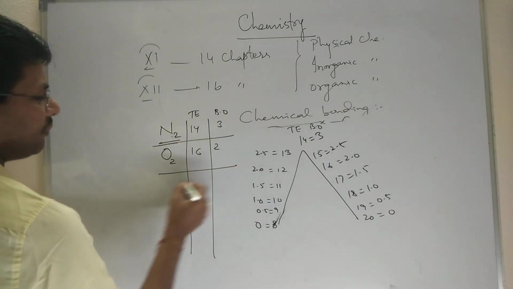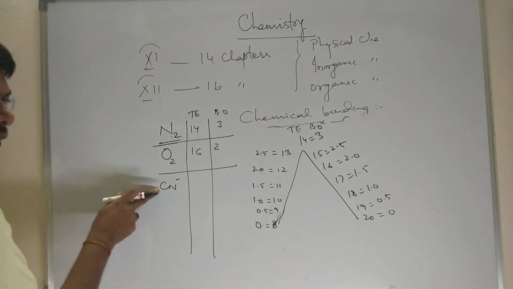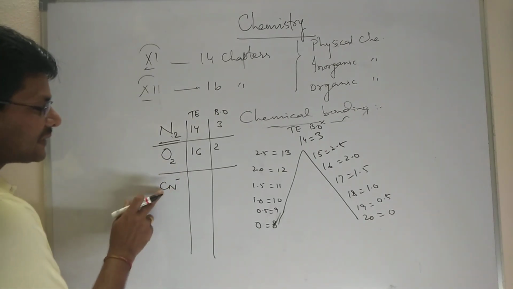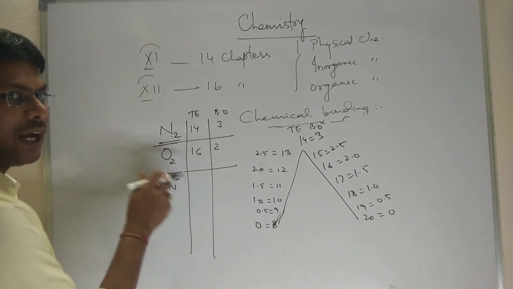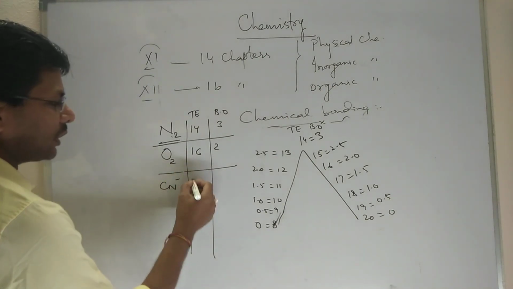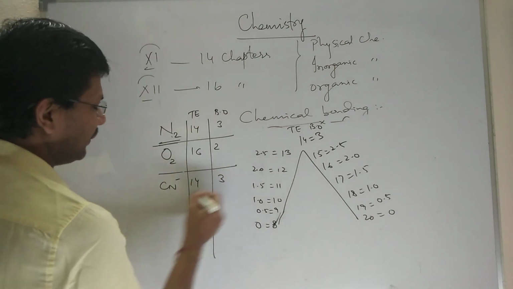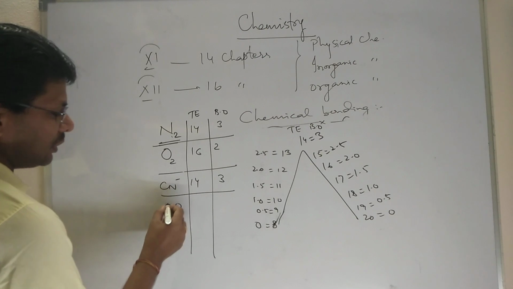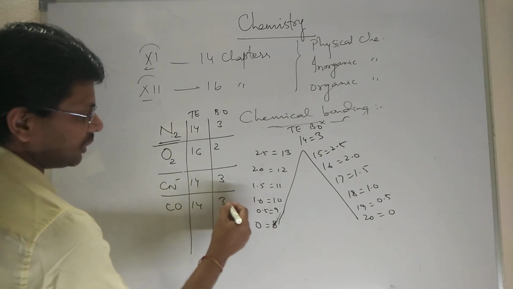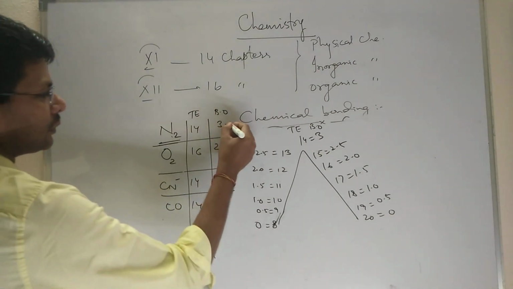If we want to see CN minus, carbon is 6 and nitrogen is 7, so 13. For every minus charge you have to add 1 electron, so 14, so the bond order will be 3. Similarly, CO is 6 plus 8, 14, so it is also 3. Okay, so you can write it like this.